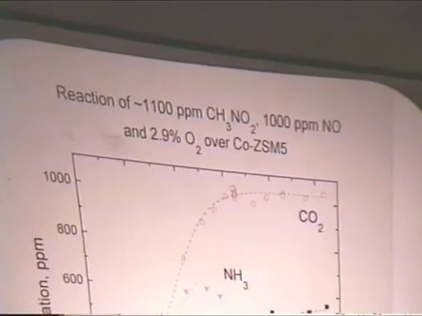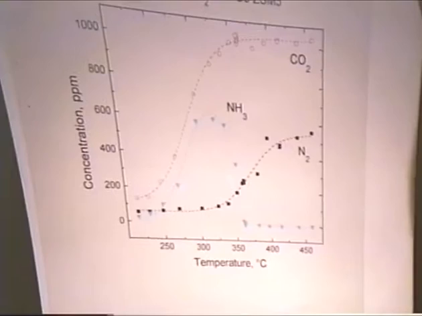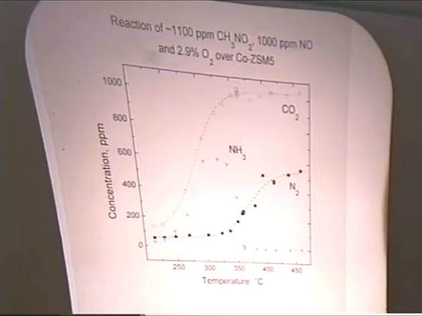Now, we've studied the reaction of nitromethane over a number of different zeolites. And this just shows one of those reactions. Nitromethane itself, NO, and oxygen, cobalt ZSM5. And reaction starts a bit below 250 degrees. And CO2 is the major product, with ammonia as the major nitrogen-containing product, up until a temperature of about 350, when it falls quite steeply as it is converted to nitrogen. Now, this of course is just ammonia SCR, ammonia plus NO and oxygen to make nitrogen.